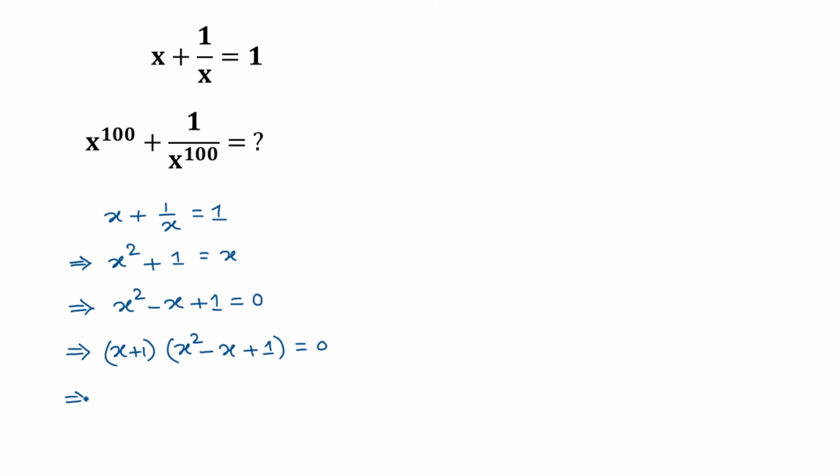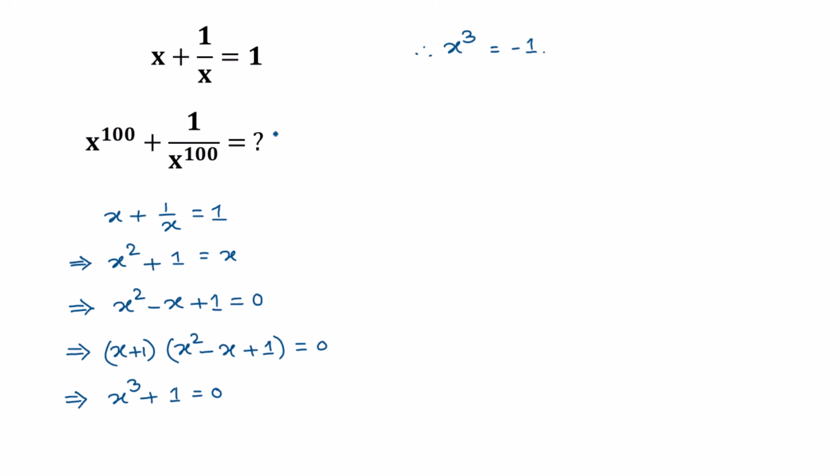Now this is a formula, a plus b times a square minus ab plus b square, this is a cube plus b cube. So applying this formula, we will get x cube plus 1, this is 0. Now taking this on to the right side, we will get the value of x cube. So from here, x cube is equal to negative 1.